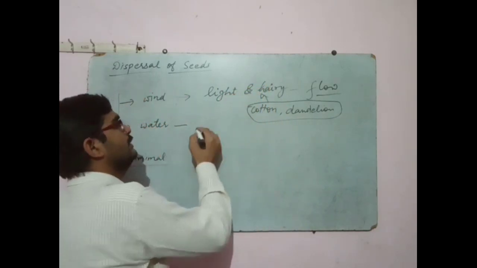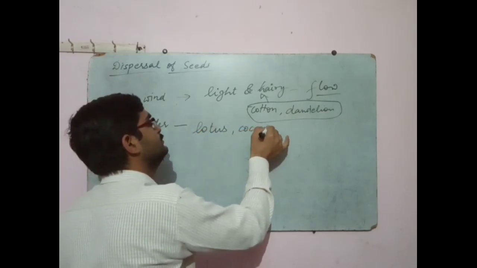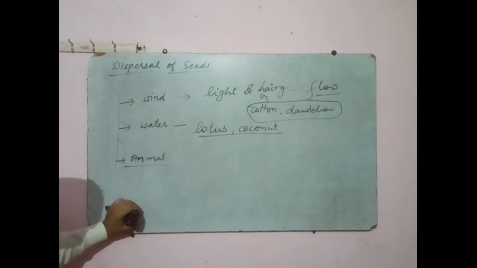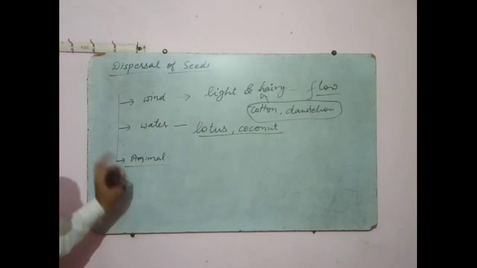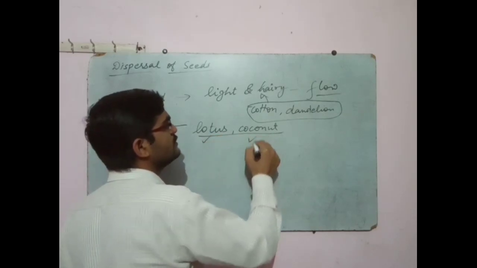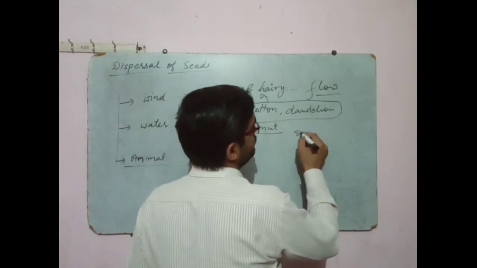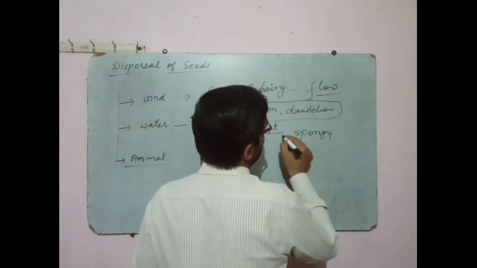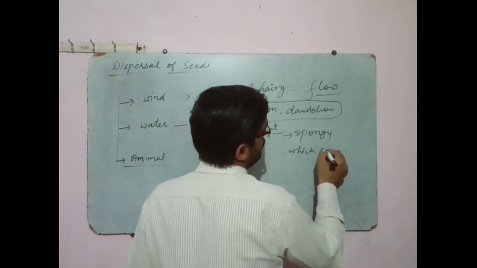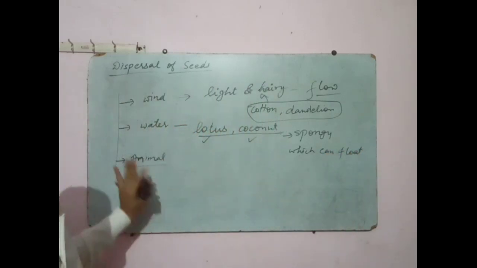Next is water. Lotus, coconut. These are the plants in which the dispersal of seeds takes place with the help of water. In this case, because lotus grows in the water, coconut also grows nearby the water. That's why their seeds are spongy, which can float on water and can go from one place to another place.